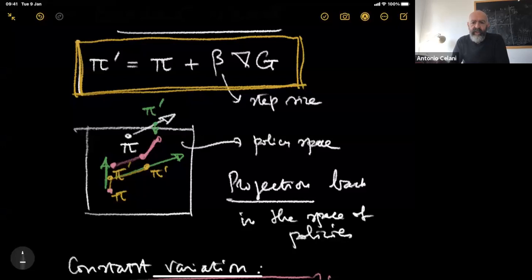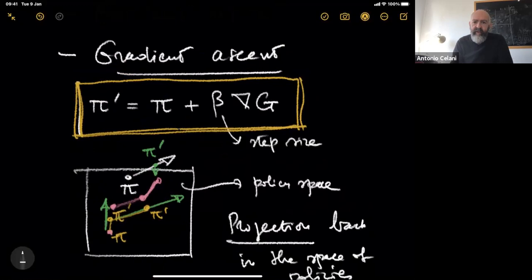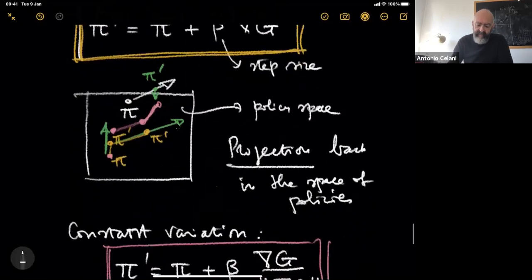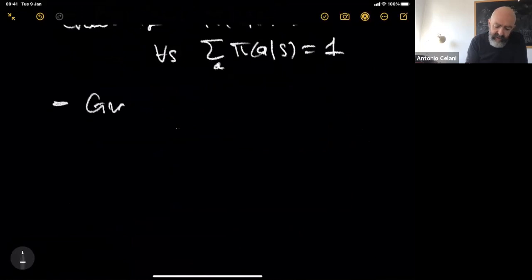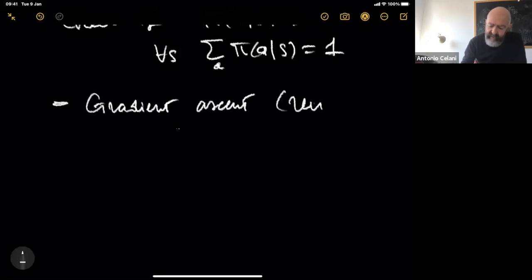So in order to understand what we can do, let's reconsider gradient ascent from a slightly different viewpoint. You might have seen this before. Let's revisit gradient ascent. What I'm going to tell you is that you can see one step of gradient ascent as an optimization problem of the following sort.